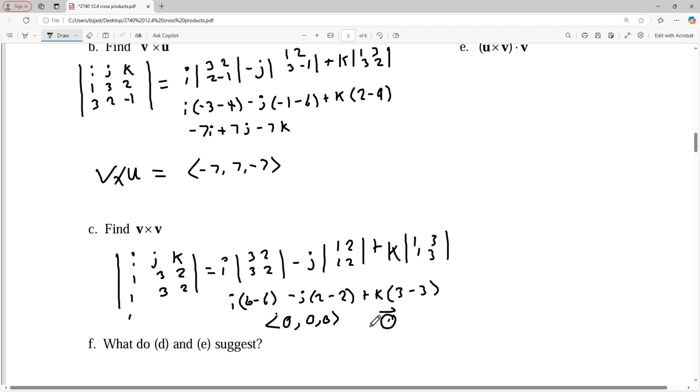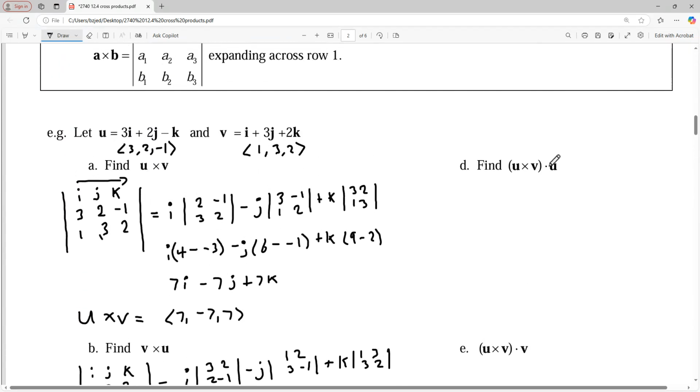But I could take this a step further. Let's say I wanted to take the cross product of u cross v, and don't worry, we already did it, so we're going to just copy that over. And now I want to dot it with u. What if I wanted to do the dot product of a cross product? What if I wanted to take my u cross v, which we just said was 7, -7, 7, and dot that with my vector u, which is 3, 2, -1.